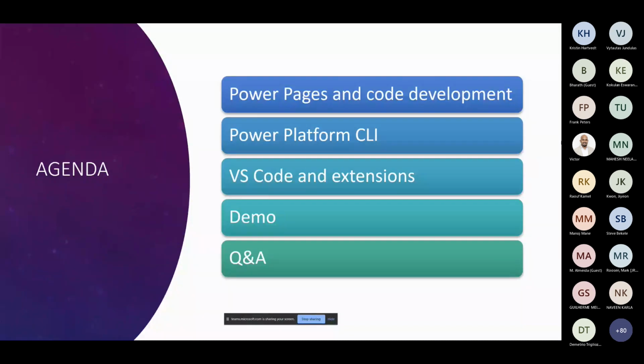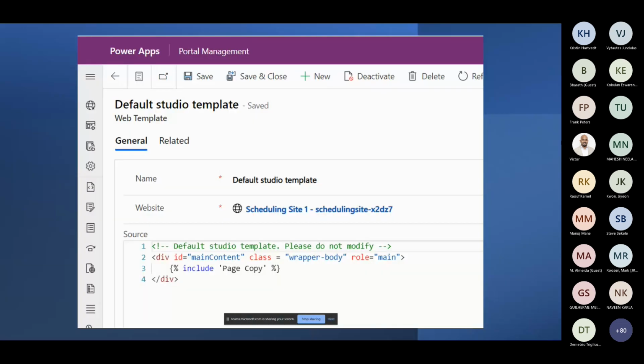So, what's the first thing when you think about changing the code in a portal? Well, a long time ago, and still now, you can always go to portal management, go to your web template, and change your code manually. Not the best experience of it all, not ideal. Also, you don't have a lot of cool things that you can have with your IDE, like your own extensions and stuff like that. It's doable, but not as developer friendly.